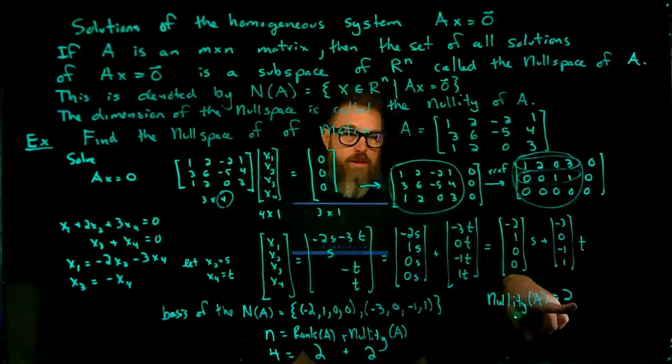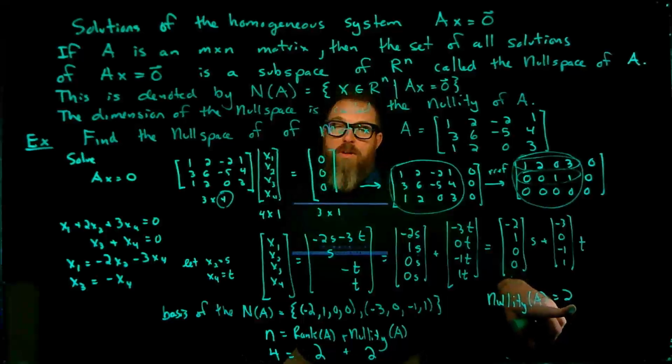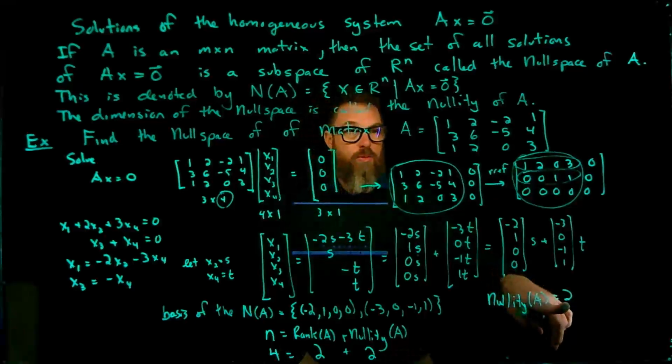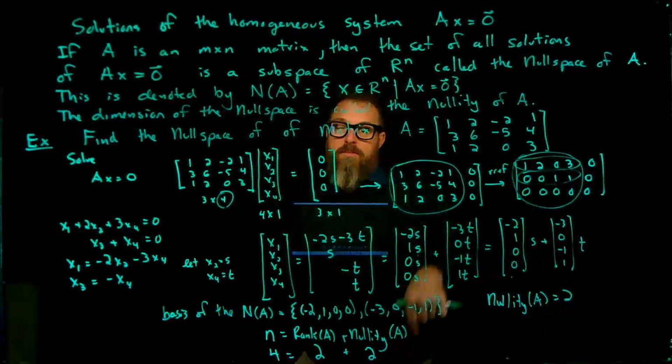And this equation will be satisfied every time. Sometimes the nullity is 1, sometimes the nullity is 3, sometimes it's all of them, but this will still hold. So if the nullity was 3, then there would only be one of these up here.